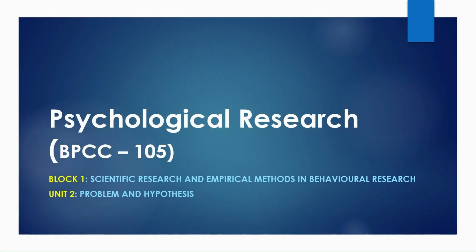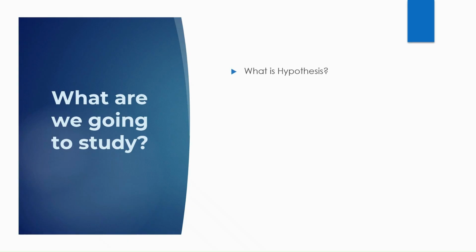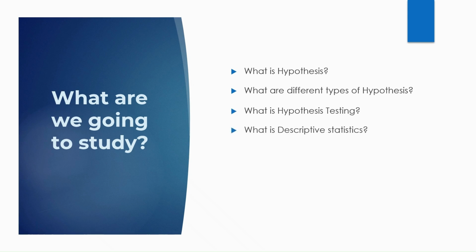In this video, we are doing block 1, which is scientific research and empirical methods in behavioral research. Under block 1, we are doing unit 2, titled problem and hypothesis. We have already finished the problem part in our previous video, and in this video, we'll concentrate on hypothesis. We are going to study what is hypothesis. Then we'll see what are different types of hypothesis. We'll also see how to test a hypothesis. Finally, we'll see what is descriptive statistics.